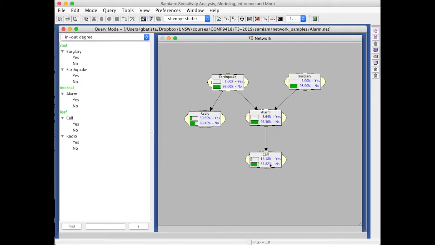but it also happens that the influence comes from the bottom and influences the nodes in the top. For instance, if we receive a call from a neighbor, the probability of alarm will increase. So before it was 3, it went up to 20. The same thing is going to happen with earthquake that originally was 1%, now it's 4. Burglary was 2%, now it's 11, and it also increases the radio that was around 30%, and now is around 32.